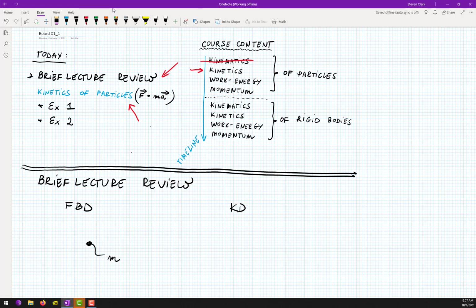Brief lecture review then, okay? So yesterday, Professor Sunny talked about kinetics of particles, basically, yes? So for the first time, you guys saw, and we saw F equals ma. What does it mean? That means that if we have a particle, and there is a force acting on our particle, yeah? Force F. That means that our particle will start accelerating, okay?